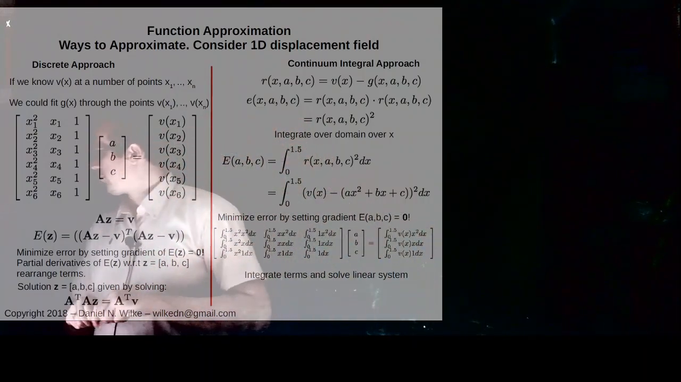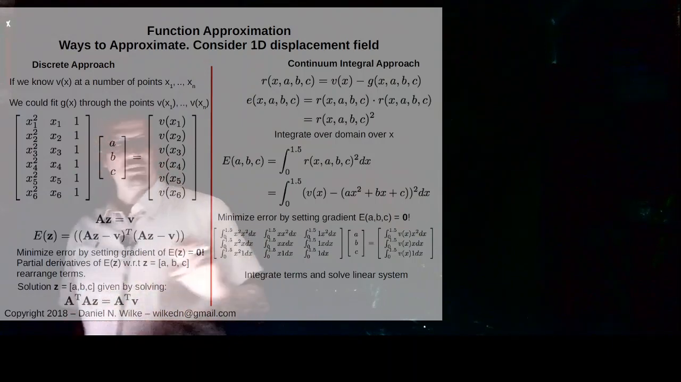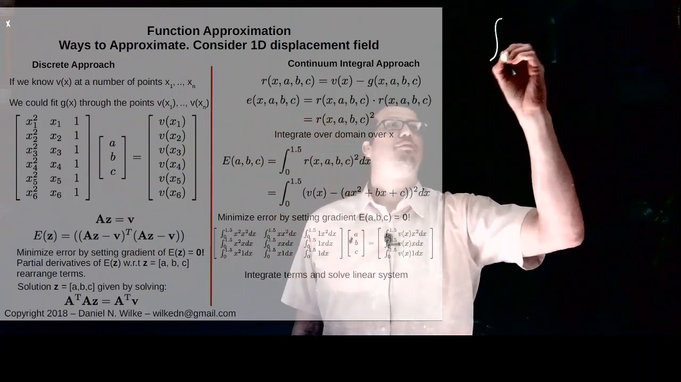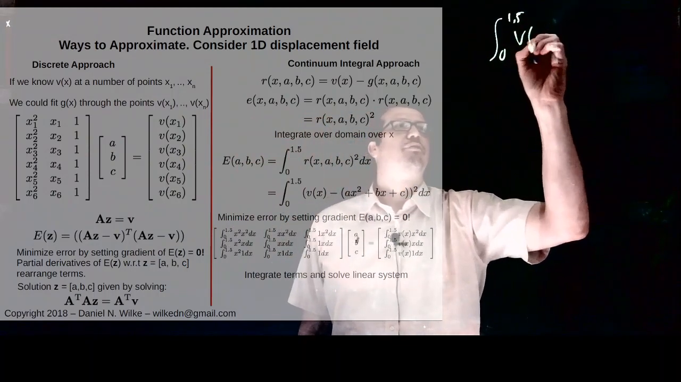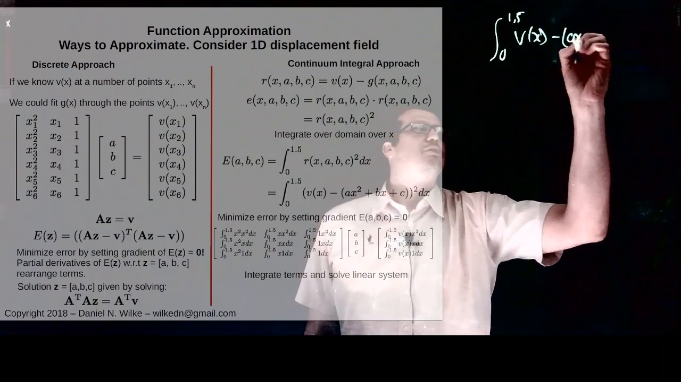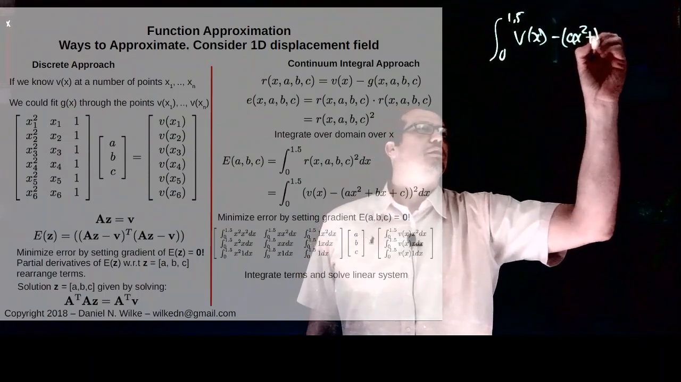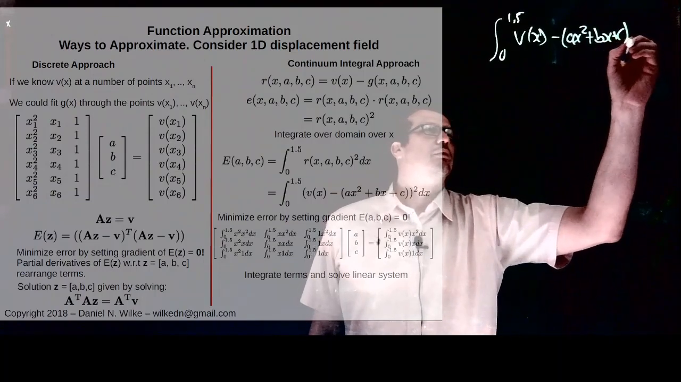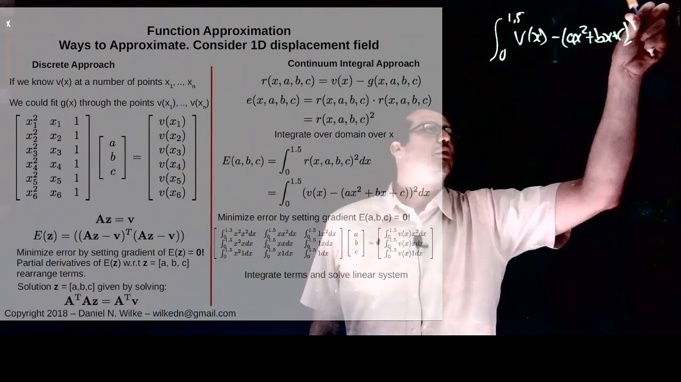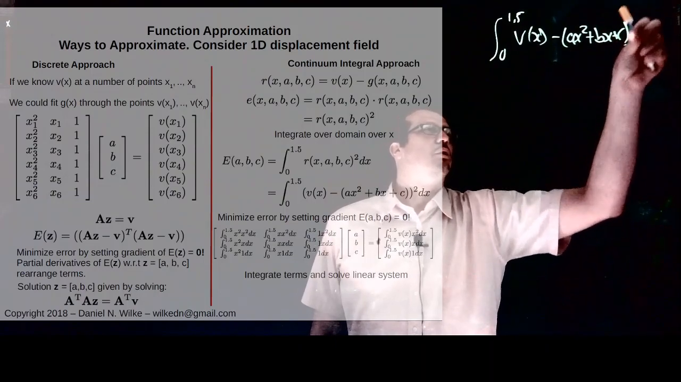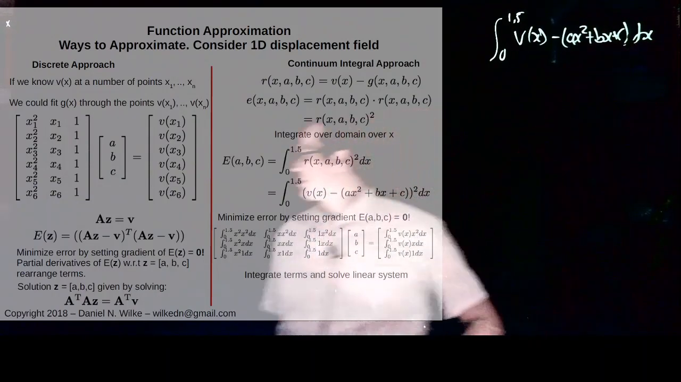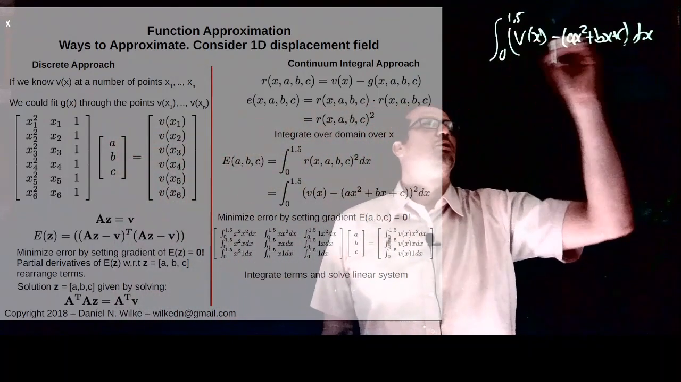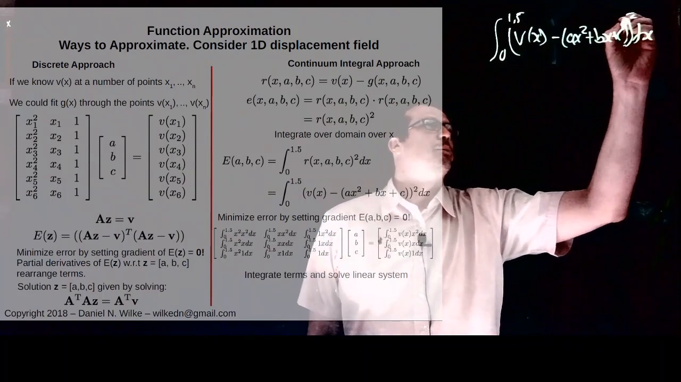But I just want to make sure that we first go through this and actually write it out. Okay. So what we have here is the integral from 0 to 1.5 of v of x minus (ax squared plus bx plus c), and all of this is integrated over dx. Just write it like this. Okay, so that's all on the board still. Beautiful. And this is then this whole thing squared. That's what we have.